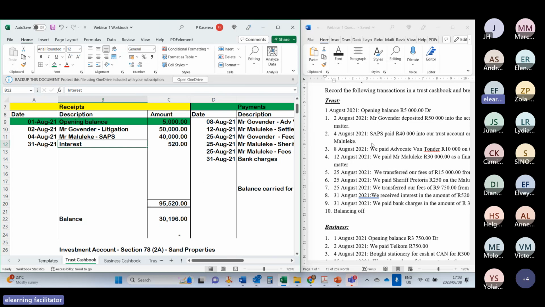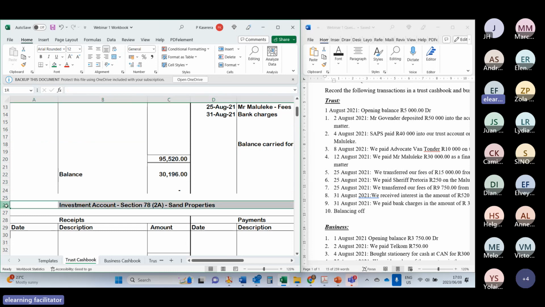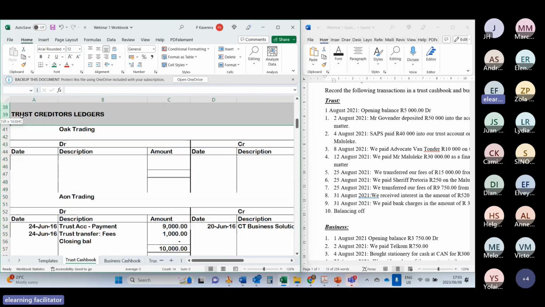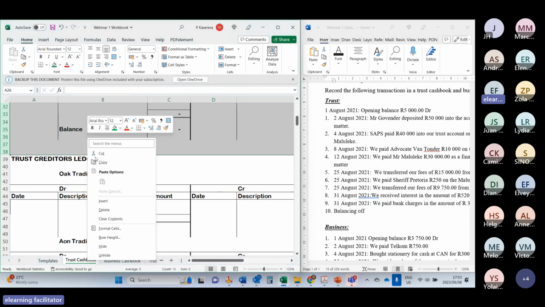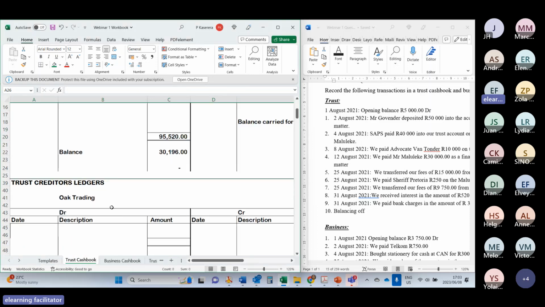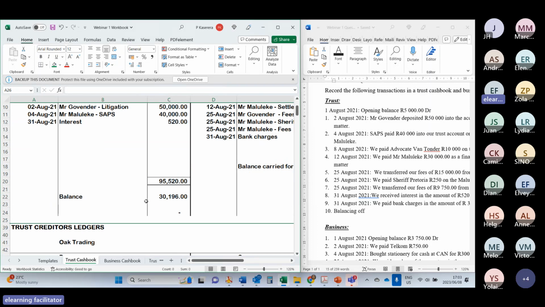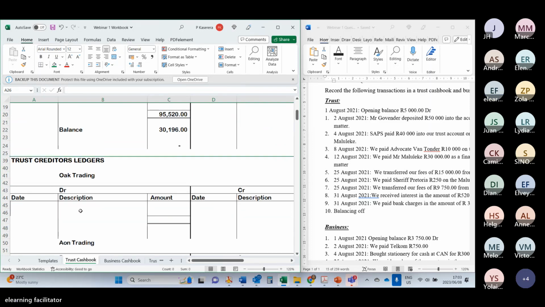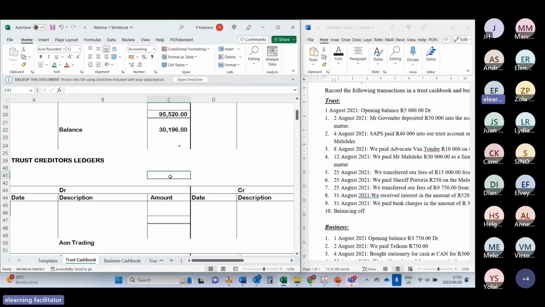So we'll start with our first transaction. What I'm going to do is just hide the investment account, and then we start with our ledgers. These are our creditors' ledgers, and then we name them accordingly.